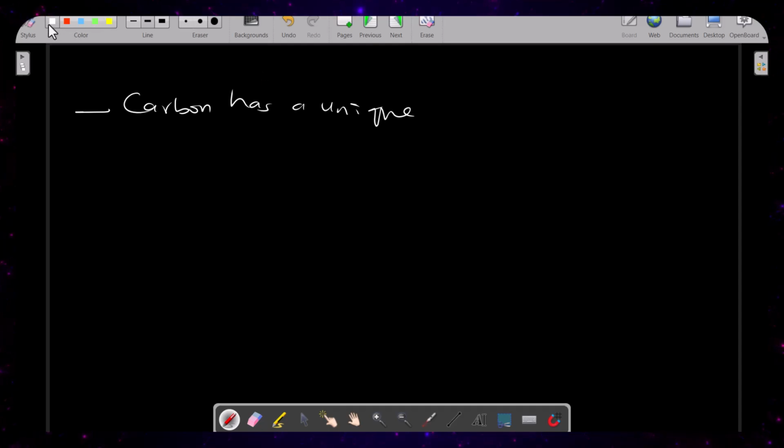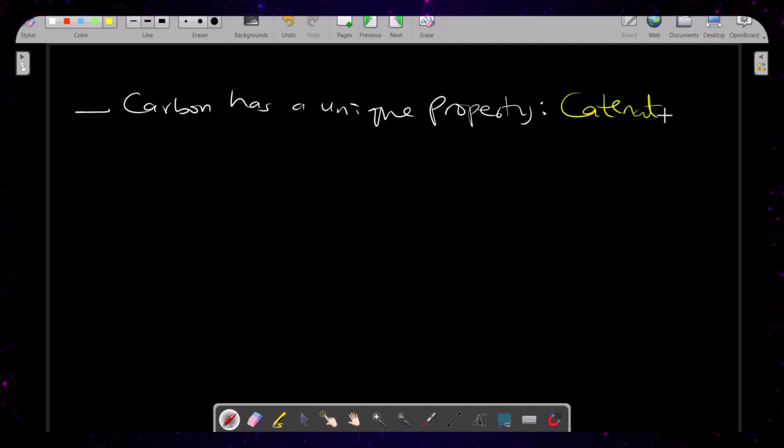And when I say unique property, let me put this in properly. Carbon has a unique property. What is this unique property? The unique property carbon has is what we call catenation. And what is carbon catenation all about? It is the ability of carbon to bond with itself.